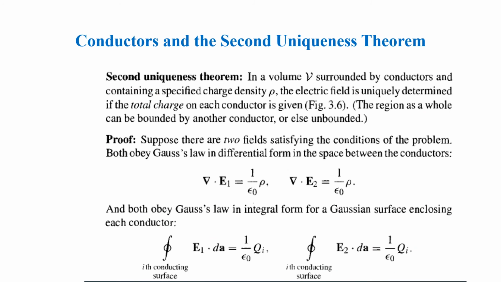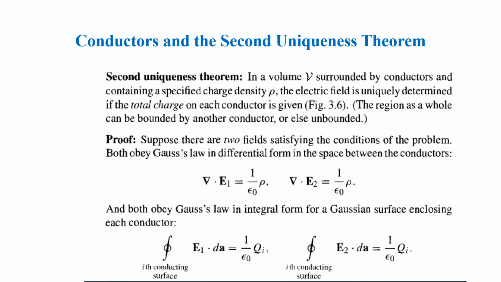Now we will learn about the second uniqueness theorem. The second uniqueness theorem states that in a volume surrounded by conductors and containing specific charge density rho, the electric field is uniquely determined if the total charge on each conductor is given. That means if the total charge in a conductor is given, then the electric field is uniquely determined. There is only one electric field.